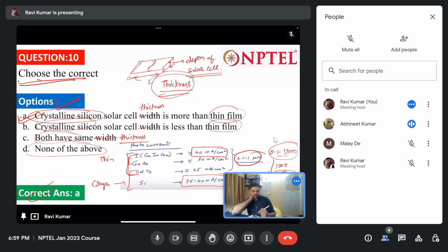And second thing, I can ask you, and if you don't know, then find out. I won't tell you the answer. If only a small amount of thin film solar cell material is able to generate that much current, then today why are we moving towards crystalline silicon solar cells more than thin film?